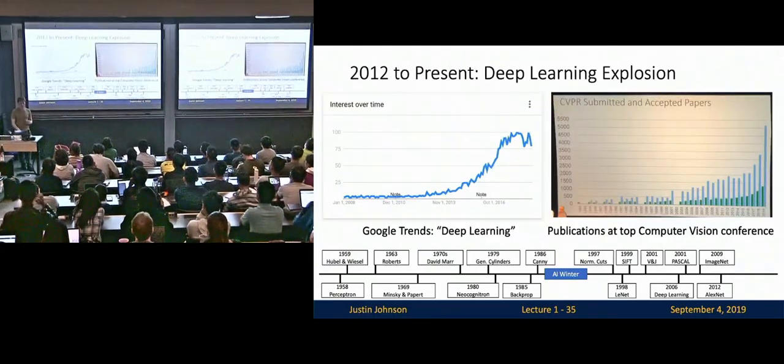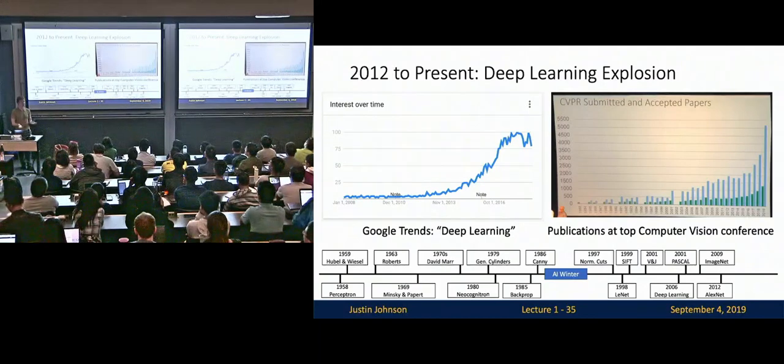From 2012 to present day, we've seen an absolute explosion in the usage of convolutional and other types of neural networks, both across computer vision and across other related areas in AI and computer science. Here on the left, we have the Google Trends for deep learning. That shows you this massive exponential growth that really took off starting in 2012. And on the right, this is a photo I took at the Computer Vision and Pattern Recognition Conference this summer in 2019. This is one of the premier venues for academic publications in computer vision.